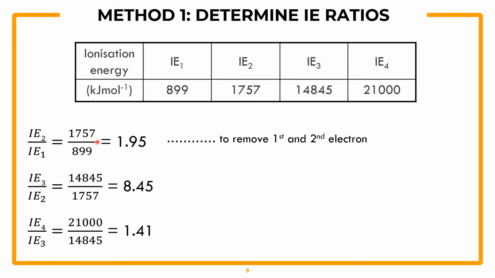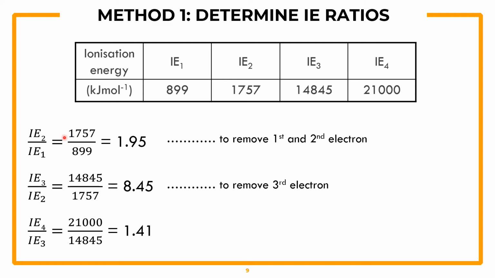So, apabila kita buat ratio 2 bahagi 1, ini menunjukkan bahawa this value merujuk kepada removal, energy to remove first and second electron. Okay, 3 bahagi 2 pula, this is the value untuk nak remove the third electron. Bukannya second dengan third, third electron sahaja. Kenapa? Sebab nilai IE2 ni dah berulang dekat sini.